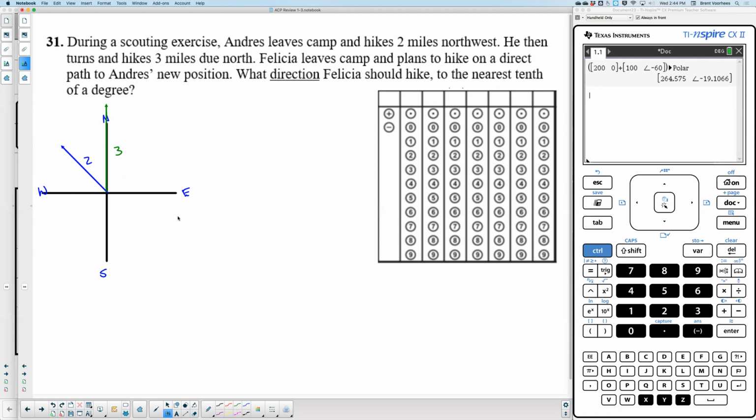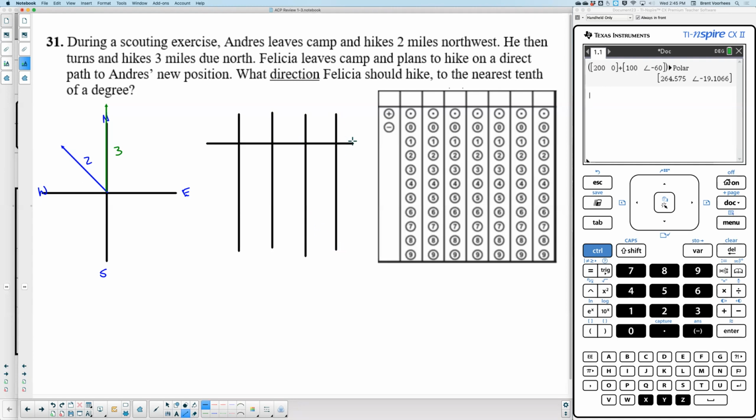Okay, so let's do our little tic-tac-toe 4x3. This one only has 2 vectors, so I only need 3 horizontal lines. 1, 2, 3.